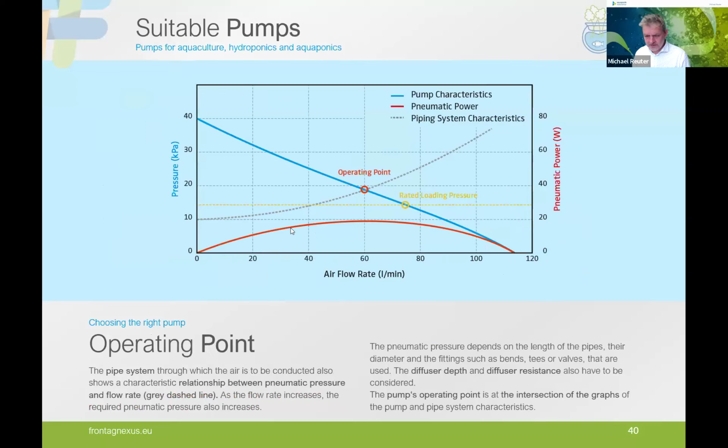And a very important point is here, as an example, I gave again the piping system characteristics. So we have a submerged diffuser. This is diffuser resistance. That's why I did not begin with 0 with this piping system characteristics. And at the intersection of the pump characteristics with the piping system characteristics, we will have our operating point. And again, we want to have this operating point as close to the maximum pneumatic power in this case, to have the highest possible efficiency.